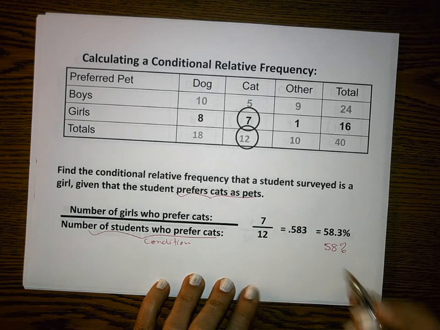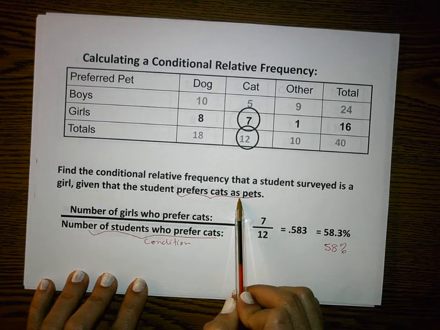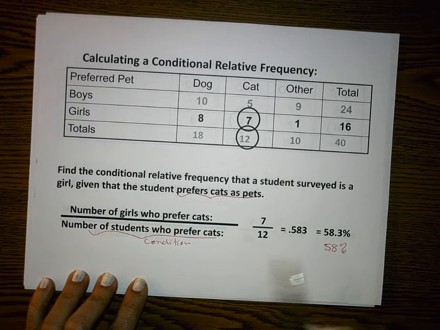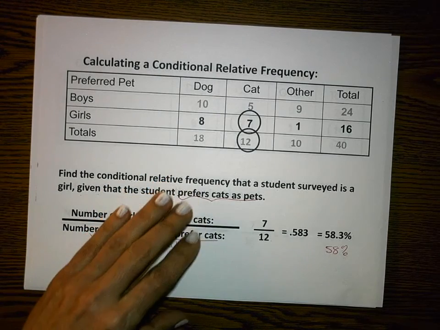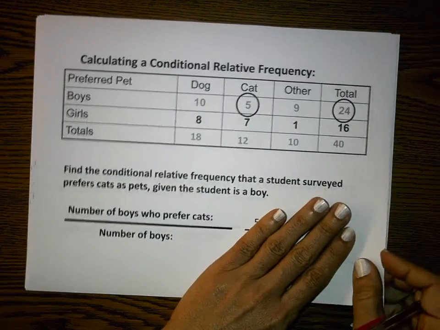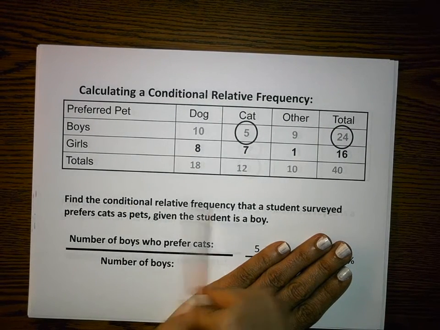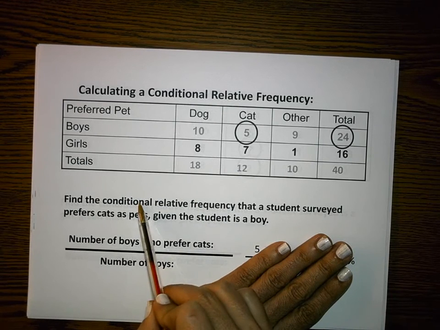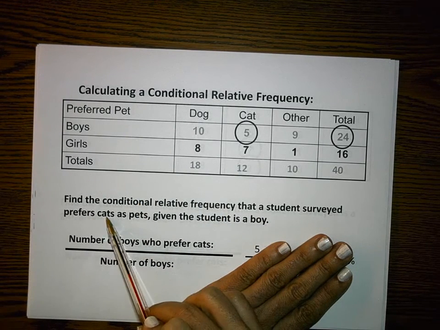So the condition we tell you is always found after the word given. So you need to pay attention, given your condition. And that's the only place where you can look at it, okay? And I have one last for conditional, so you can take a look at it. Let me cover the answer. Oh, the answer is pretty much given when you circle it. Okay. Find the conditional relative frequency, so a percentage found on a certain condition, that a student surveyed prefers cats, given the student is a boy.